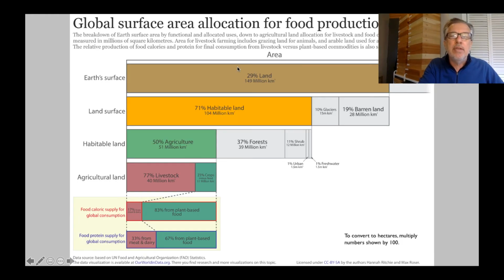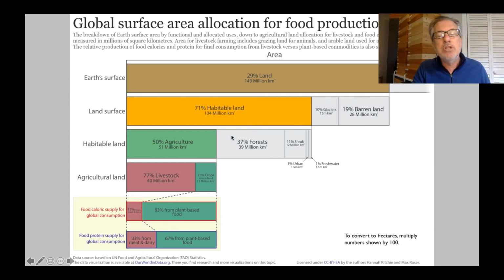Here we can see that of the Earth's surface, about 29% is land. Of that 29%, 70% is habitable, 30% is not. Of that habitable land, about 50% is used for agriculture. Of that 50% used for agriculture, about 77% is used for livestock. Of that amount of land in agriculture, 83% of the calories come from plant-based food and 17% from livestock. And finally, for protein supply, about 33% comes from meat and dairy, and about 67% still comes from plant-based food.